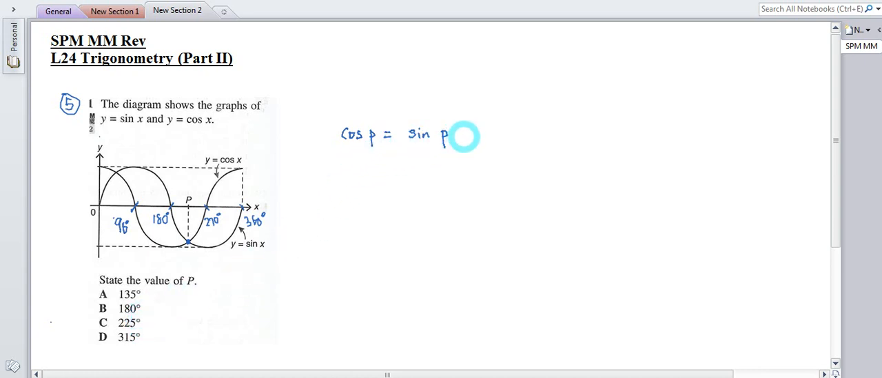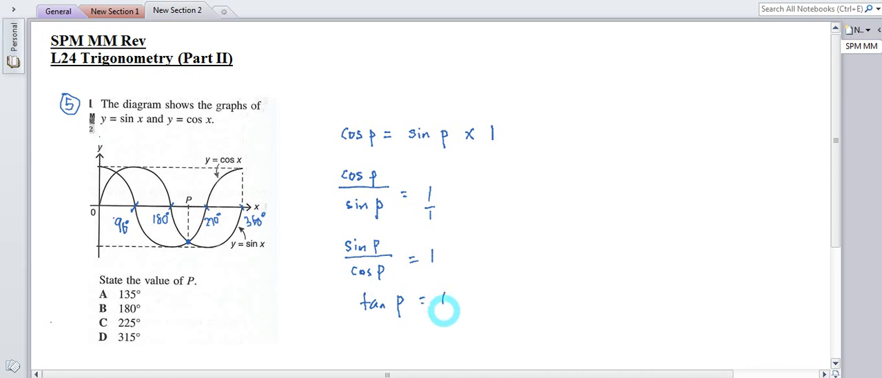Okay, if you want to do some calculation, here we can assume multiply 1. Nothing here means you can just assume multiply 1. Okay, cosine p divided by sine p is equal to 1, right? So this one I can just invert it. This is 1 over 1, I invert it, still the same thing, it's actually still 1. So we know that sine over cos is actually tangent. So tangent p is equal to 1.